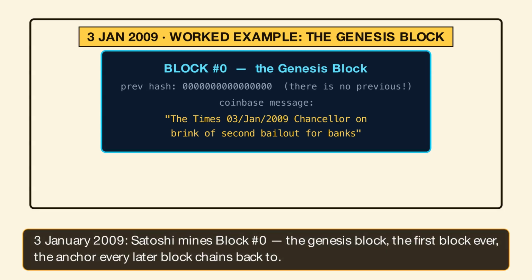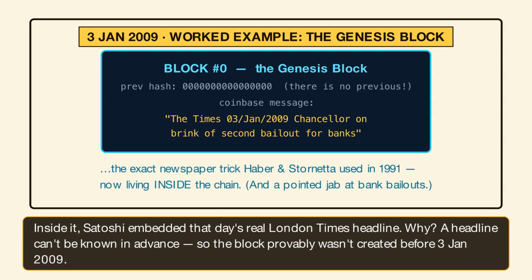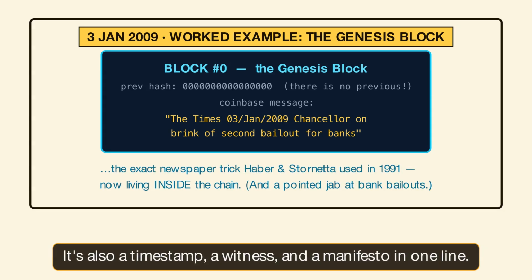January 3, 2009: Satoshi mines block number 0, the Genesis block, the first block ever, the anchor every later block chains back to. Inside it, Satoshi embedded that day's real London Times headline. Why? A headline can't be known in advance, so the block provably wasn't created before January 3, 2009. It's also a timestamp, a witness, and a manifesto in one line.